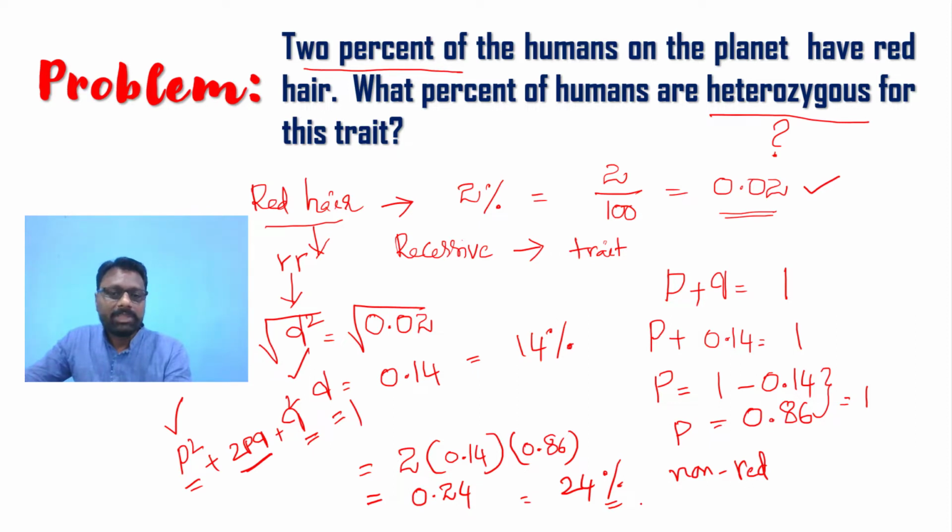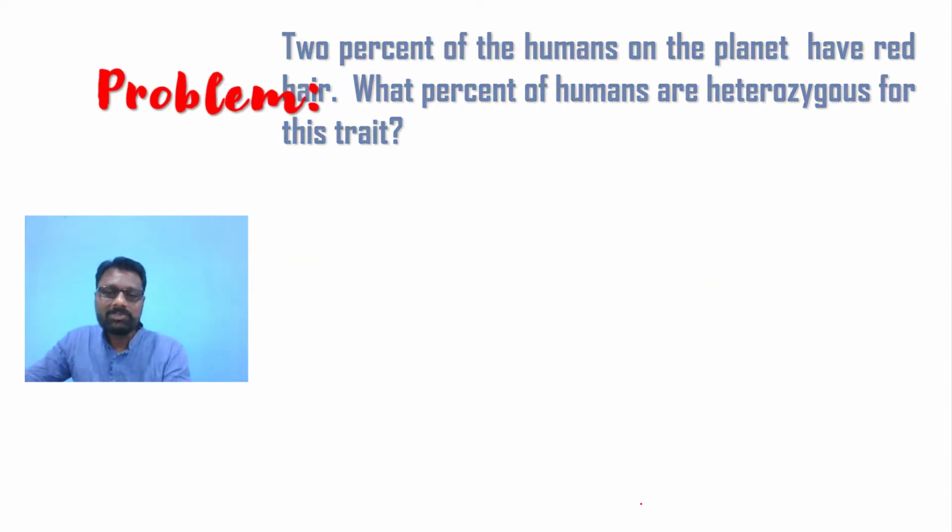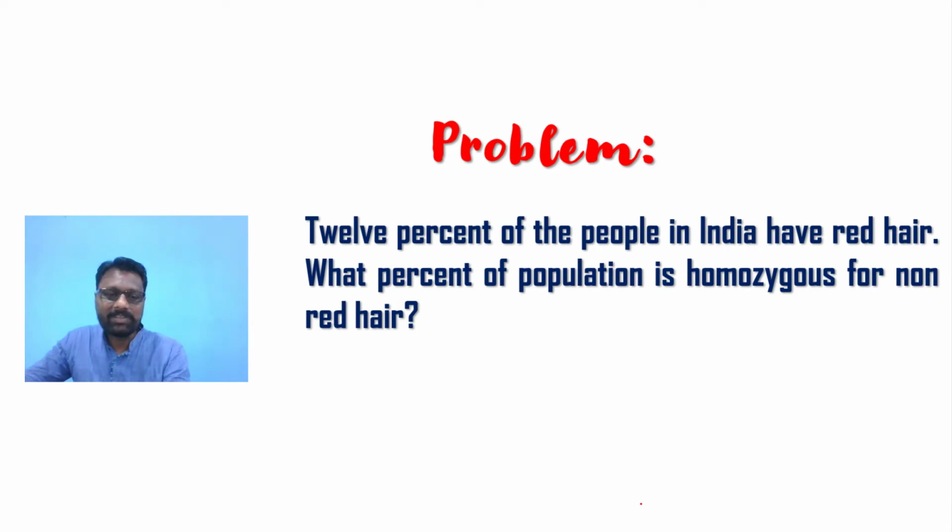Now, I am giving you one more problem. Let us work it out and find the answer. 12% of the people in India have red hair. What percent of the population is homozygous for non-red hair? Here, when we see, they gave 12% of the individuals having red hair, which means they have given q square individuals, that is 12%, which is 12 by 100, nearly 0.12.